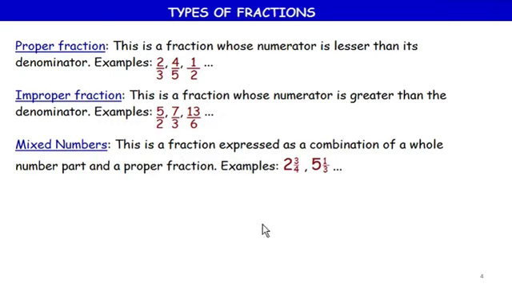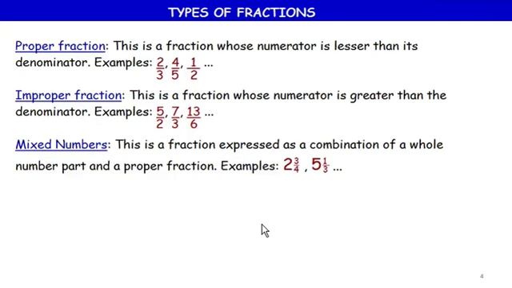This is a fraction whose numerator is less than its denominator, right? When we are talking about a proper fraction, all we are saying is that when you compare the numerator, that is the number on top, to the denominator, the number beneath, the number on top is lesser, is smaller than the number beneath. So that is what we mean by a proper fraction.